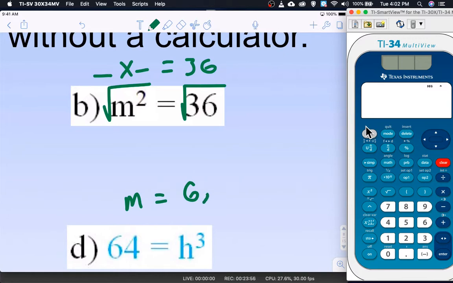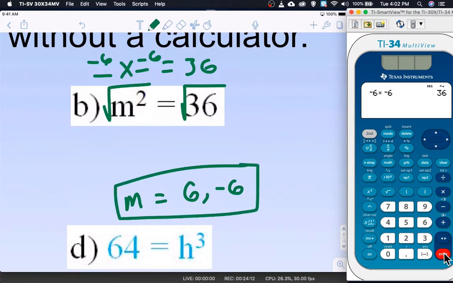And the answer is -6. -6 times -6 is a positive 36. So anytime you take the square root of a number, you technically get 2 answers. We didn't really do it up above. There are a lot of times where we ignore that the negative answer exists, but there are other times we need it.